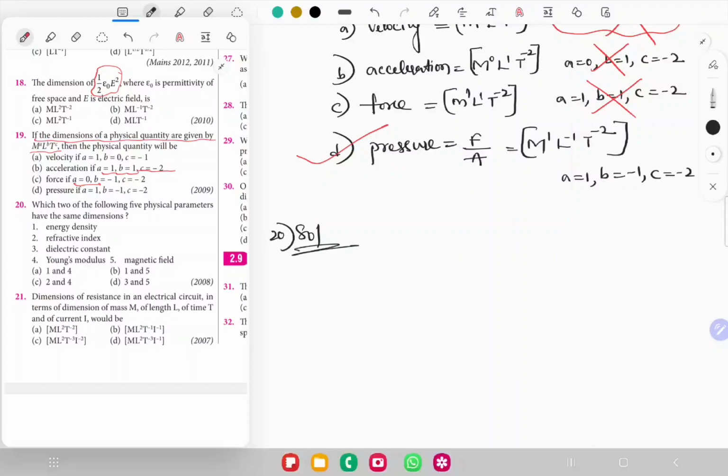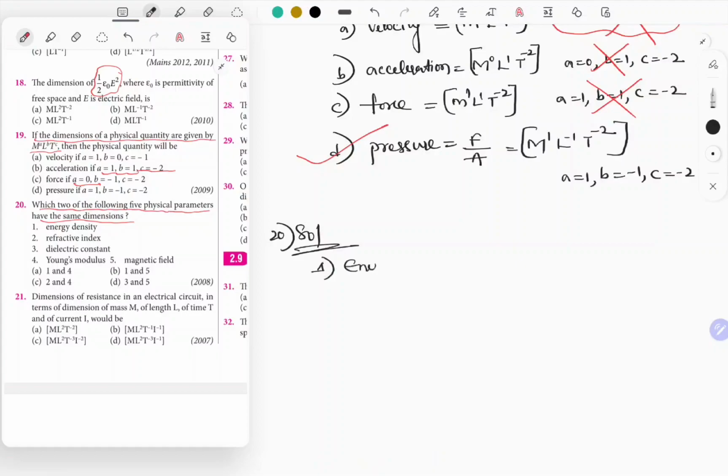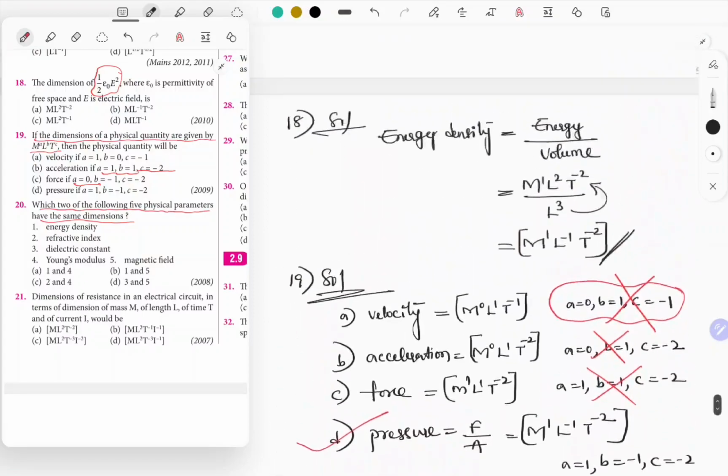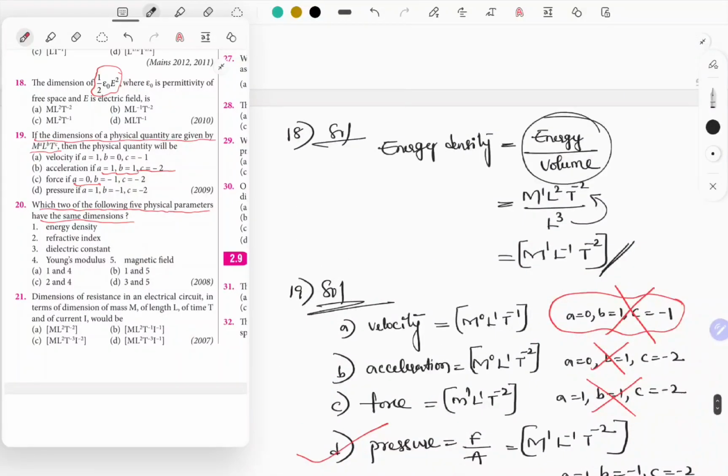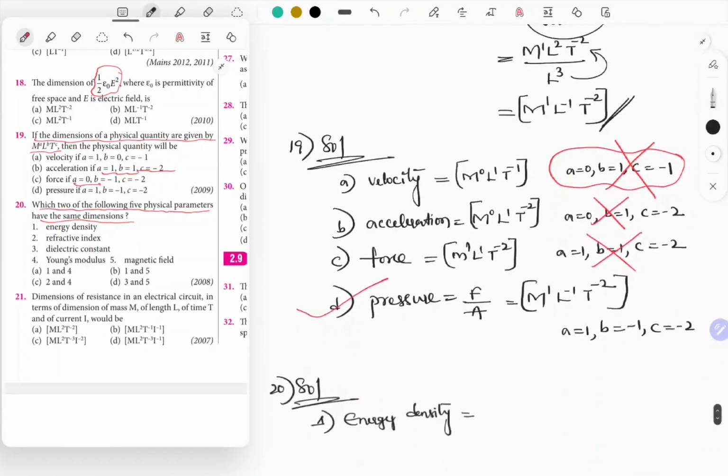They're asking which of the following five physical parameters have the same dimensions. Okay, let me check the first one. So what's the first one? Energy density. Just now I have explained what the meaning of energy density is. Energy density is nothing but energy per unit volume. So what is the formula? It is M power 1 L power minus 1 T power minus 2.